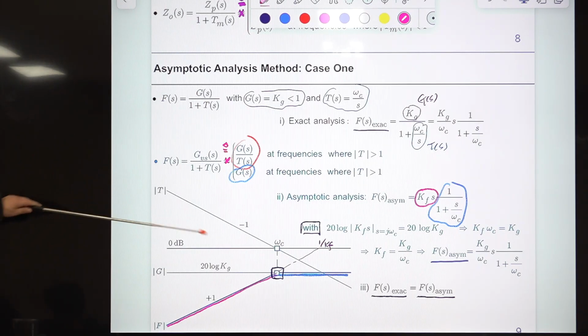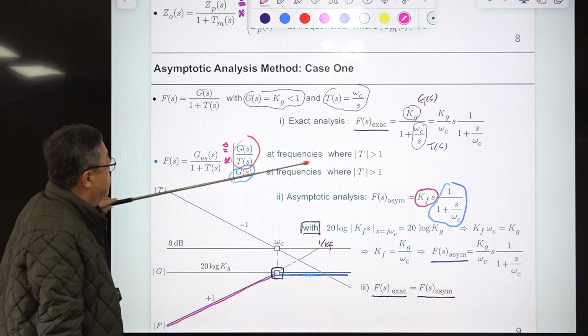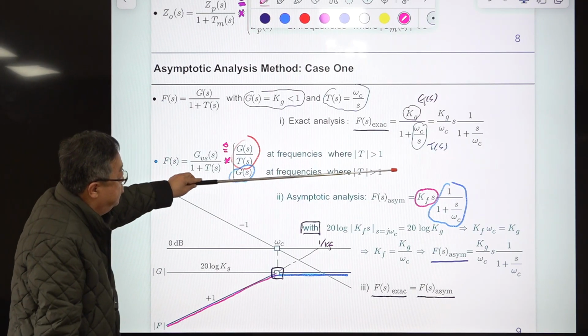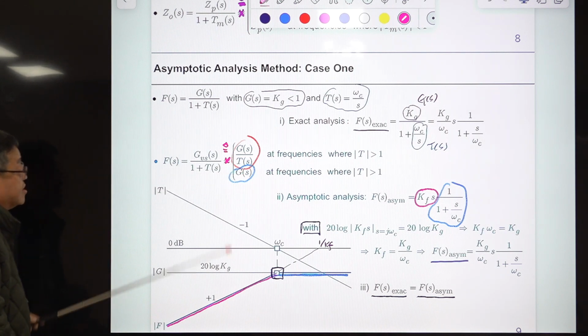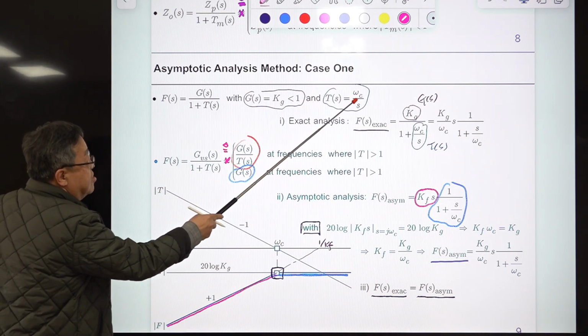So for this frequency range, we use this, and for this frequency range, we use this. And this is the Bode plot of this. This is the integration.